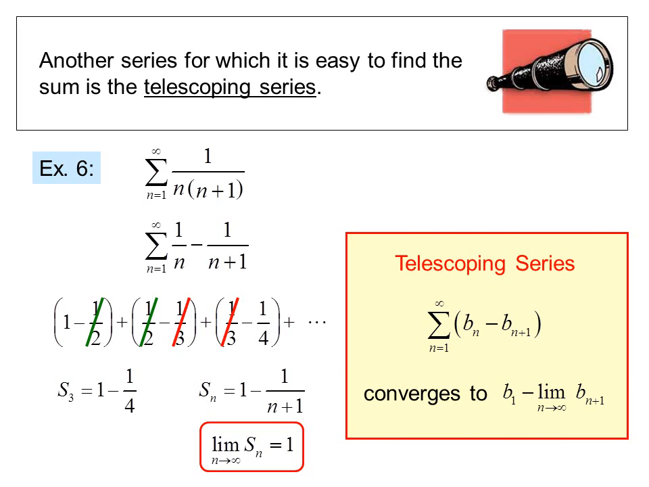For a telescoping series, the summation from n equals 1 to infinity of b sub n minus b sub n plus 1 converges to b sub 1 minus the limit as n goes to infinity of b sub n plus 1.